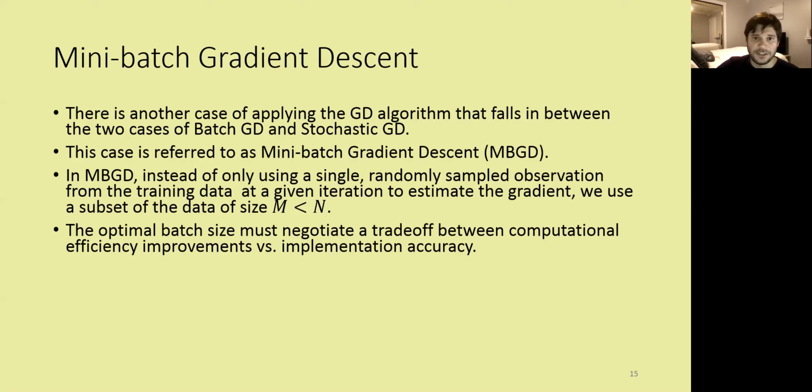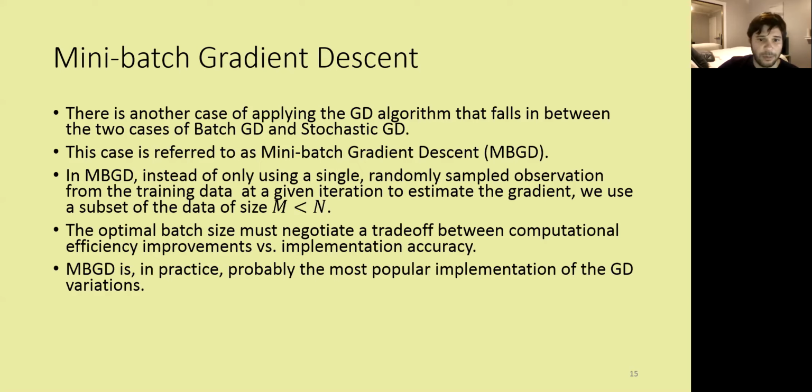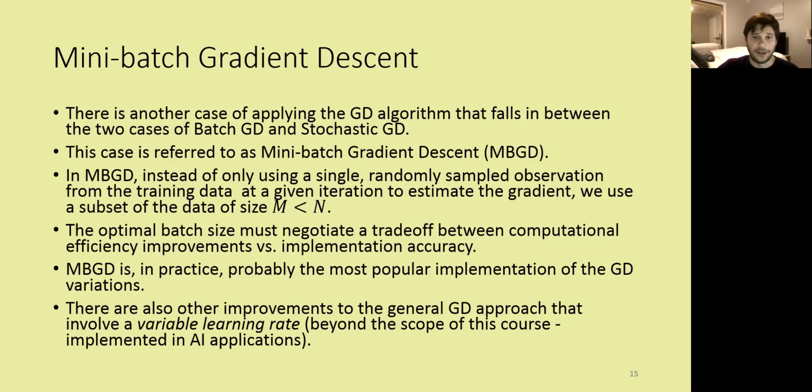So in practice, I would venture that this is probably a more popular implementation of gradient descent than those two extreme variations. But as I mentioned before, gradient descent is a very general way to solve a nonlinear problem. And there are a lot of tweaks and improvements in the AI literature and in computer science, operations research, and applied mathematics that look at improving how this algorithm works. One of those improvements I mentioned was models involving some sort of variable learning rate. And again, this is a little beyond the scope of what we're going to get into at this point.